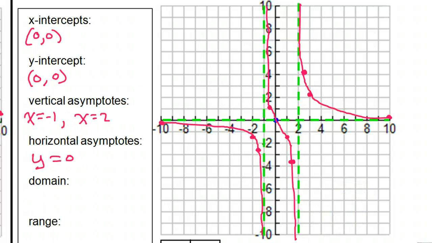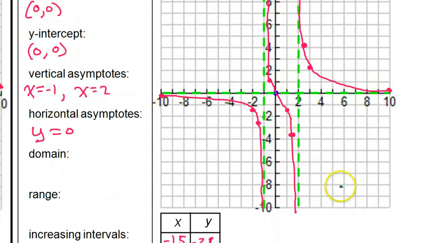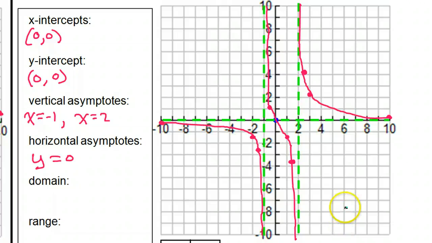Now, domain, range, increasing, decreasing intervals. The domain: we're looking from left to right and observing the x values. Every x value is represented except for the vertical asymptotes. So I'm going to have to split the domain into these three parts. Hold on, let me save this before something bad happens.